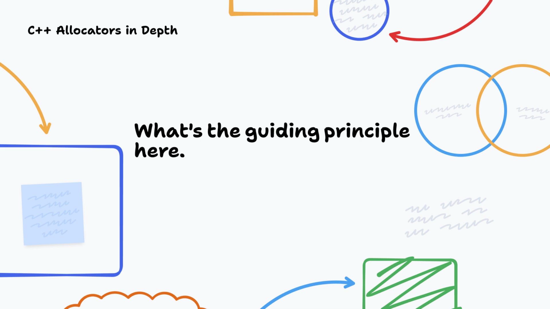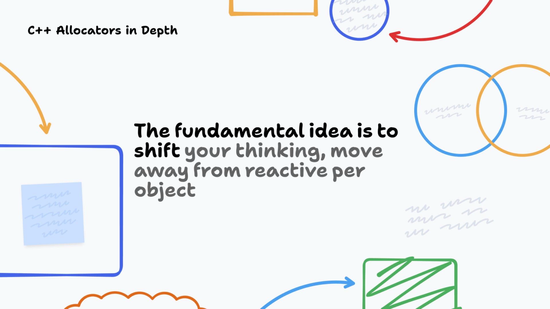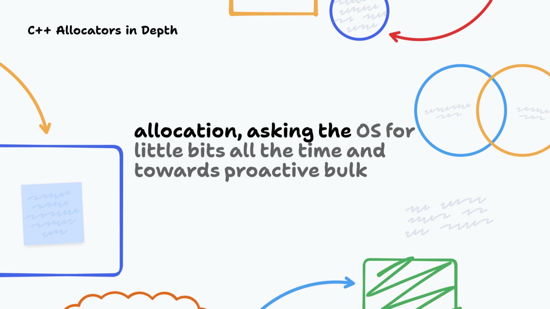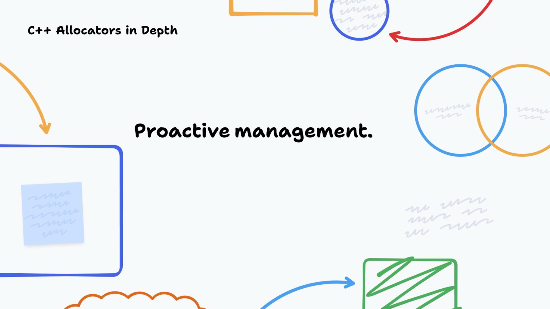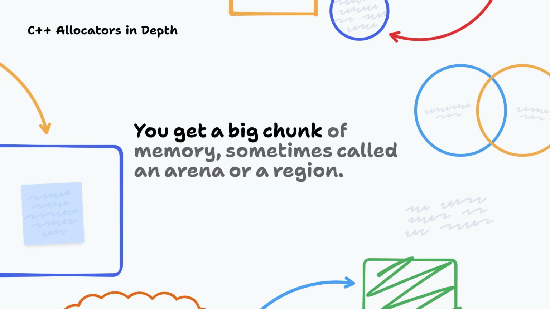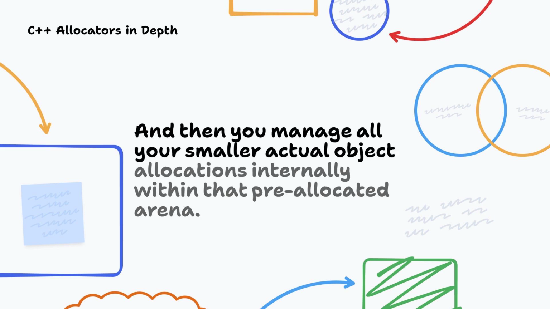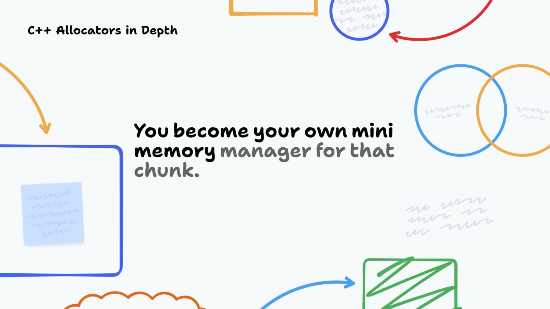What's the guiding principle here? How do we approach these high-performance solutions? The fundamental idea is to shift your thinking. Move away from reactive, per-object allocation, asking the OS for little bits all the time, and towards proactive bulk management. Instead of constantly pestering the OS, you make one, or maybe just a few, large allocation requests up front. You get a big chunk of memory, sometimes called an arena or a region. Okay, grab a big slab of memory first. Right. And then you manage all your smaller actual object allocations internally within that pre-allocated arena. You become your own mini memory manager for that chunk.